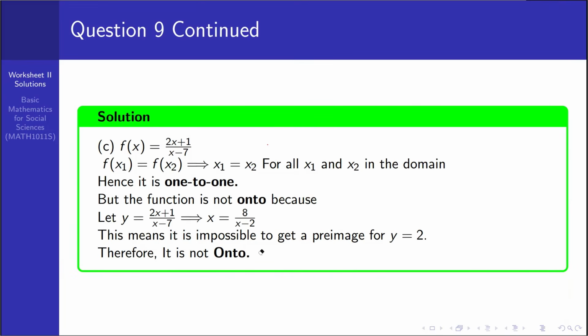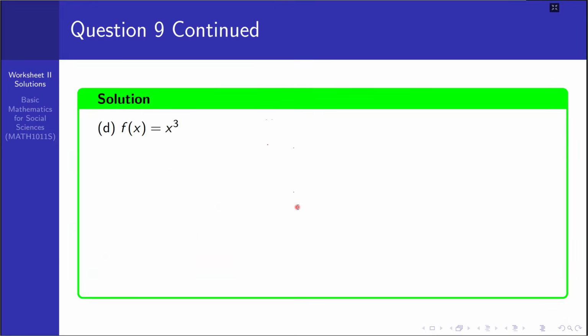It is not onto function. Okay, let's continue. Next question. f of x equal to x cubed is given. Therefore, the function is strictly increasing on the set of real numbers. So it is the onto function.